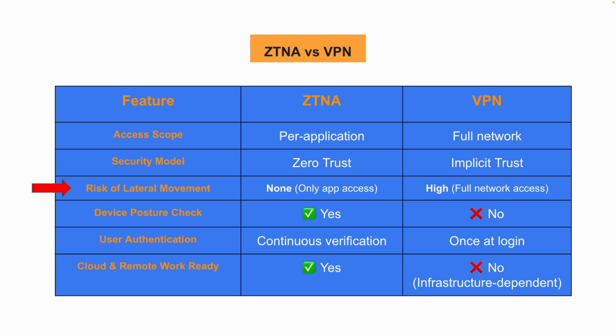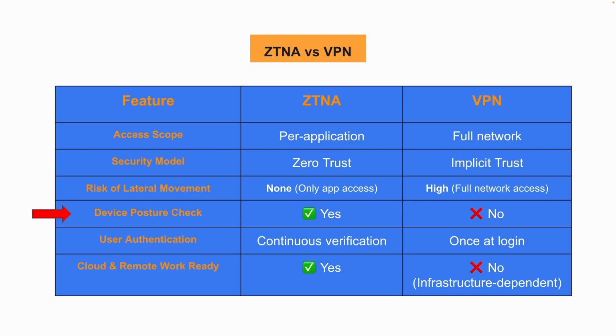Next we have device posture check. Device posture checks determine whether a device meets security compliance standards before granting them access. This ensures that only secure, trusted devices can connect to critical applications and resources. Now, ZTNA offers this capability, whereas VPN does not.